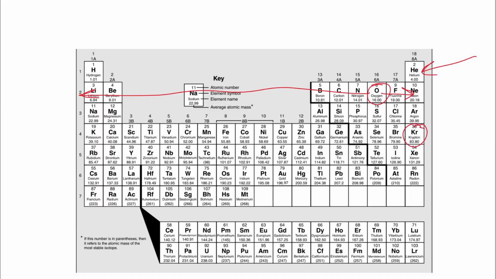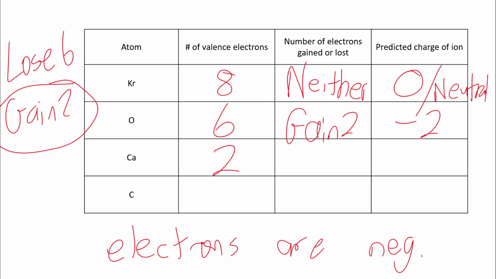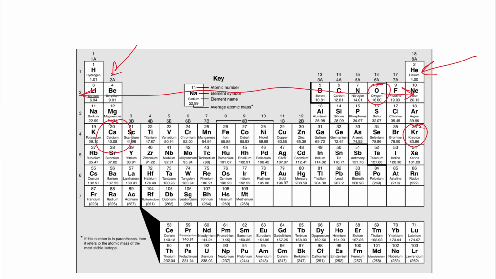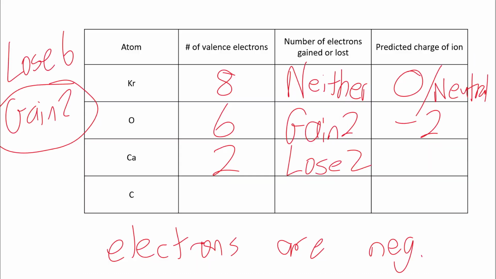Calcium is right there. It has 2 valence electrons. It's going to lose 2, because the other choice is for calcium to gain electrons until it becomes like krypton, right? Very unlikely to follow that long path. It's more likely to lose 2. If it loses 2 electrons, it's going to become plus 2. You lose 2 negative charges, you become plus 2.